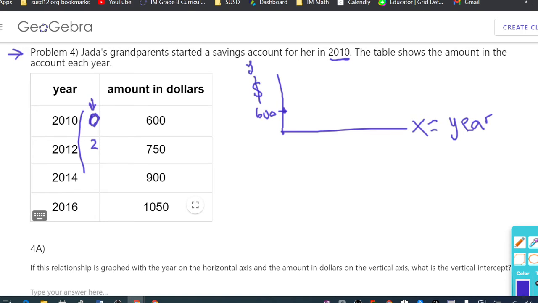And then after 2 years, 1, 2, there's $750 in the account, something like that right there. And then after 4 years, there's $900 in the account. So 1, 2, 3, here we go, 4 years, there's like $900 in the account, maybe here. And after 6 years, you can see this is increasing by 2 every year. Every 2 years, our table increases. It's $1,050. So 4, 5, 6, something like this.